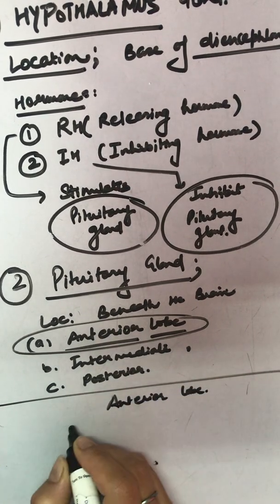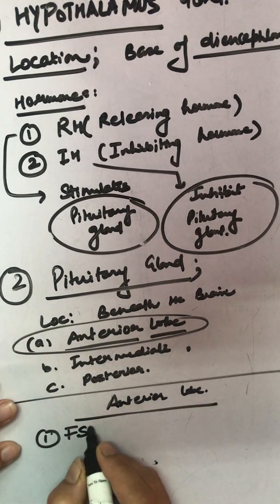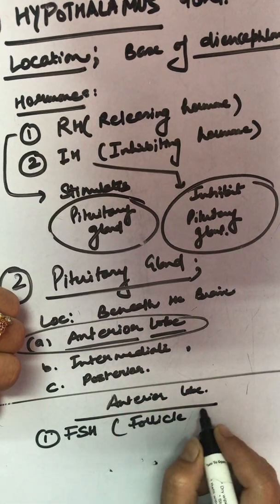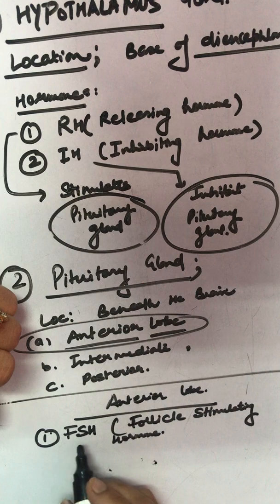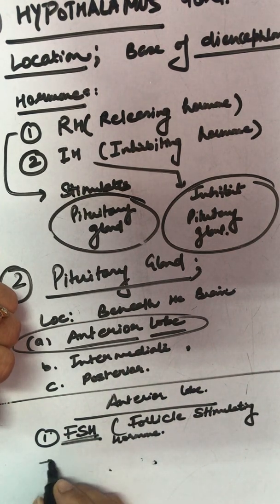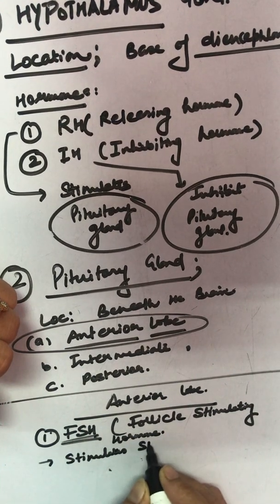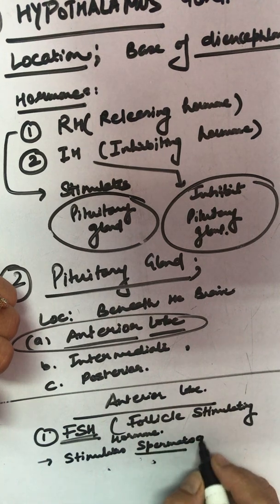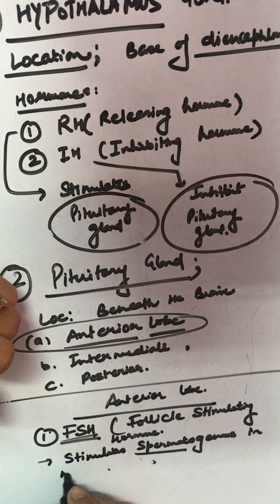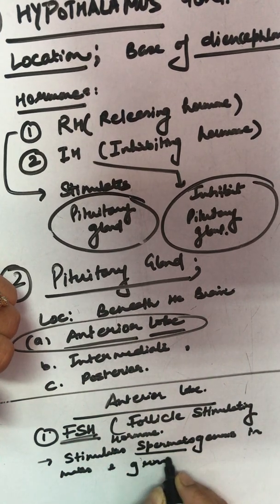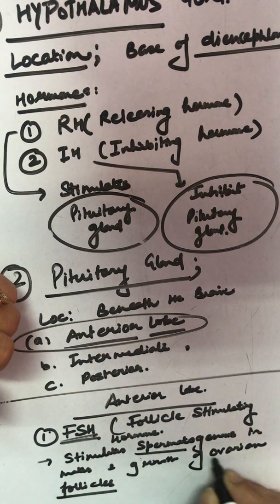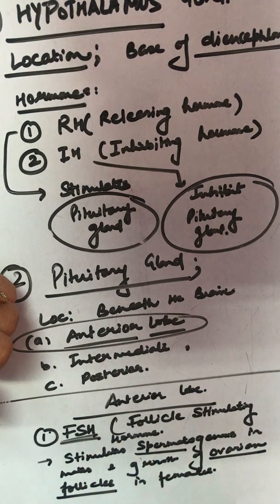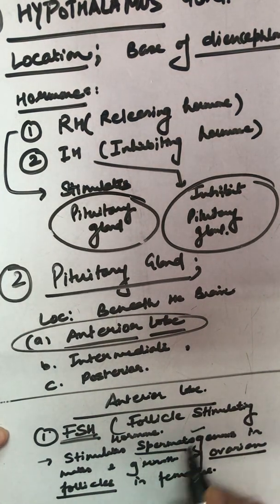Anterior lobe. The first one is FSH, follicle stimulating hormone. What is it responsible for? It stimulates spermatogenesis, that is formation of sperms in males, and growth of ovarian follicles, which will give rise to egg formation in females. Clear? FSH stimulates spermatogenesis in males and ovarian follicle growth in females.